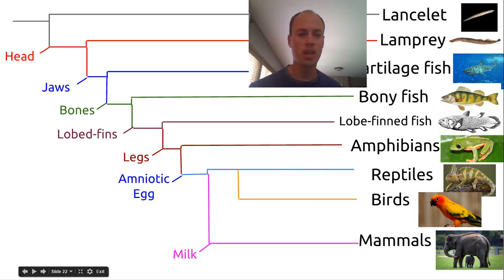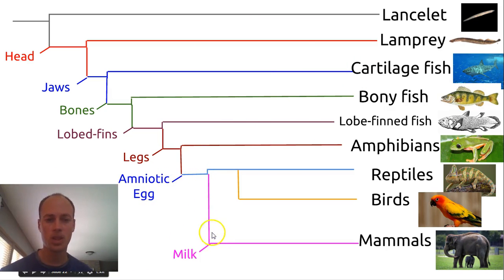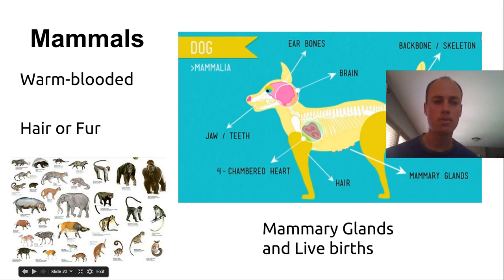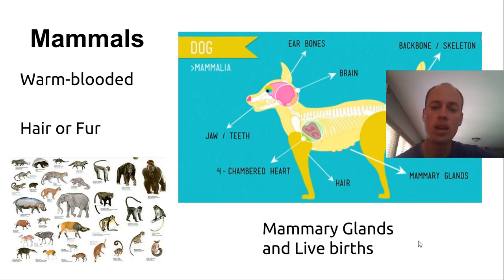All right, that's a lot of different animals we have going on here, and the last we're going to learn about has the main adaptation being the ability to produce milk for their young. And this class of vertebrate animals are mammals. Mammals are warm-blooded. All of them have hair, at least a little bit, or fur. And the big difference here is that they have mammary glands and live births. So they're not laying eggs that will hatch, but they actually give birth to live young, and they are able to produce milk to sustain those young mammals through their earliest days. So that's a big difference.